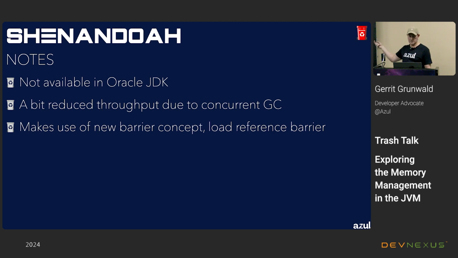It's, like I said, a bit reduced throughput due to concurrent GC, and it makes use of barrier concepts like the loaded reference barrier. It's some kind of a read barrier that it uses, and the Brooks pointer.